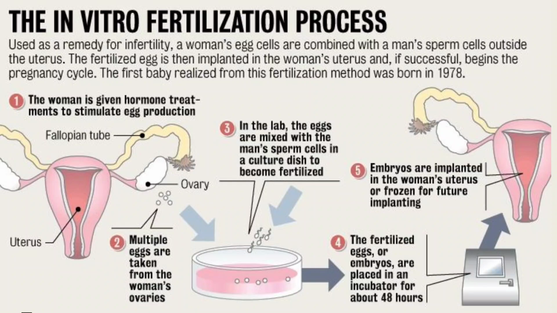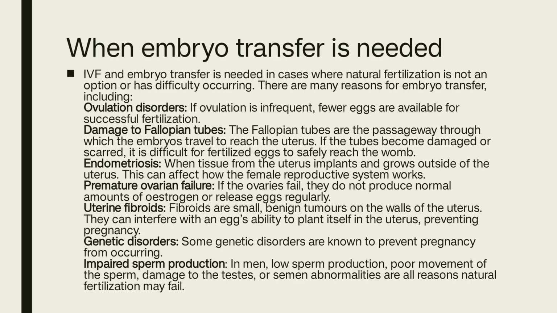And the last step is the embryo transfer. Once the embryos reach a certain stage, that is a 32 cell stage, one or more embryos are transferred into the woman's uterus using a thin catheter by ultrasound. Embryo transfer is needed in cases where natural fertilization is not an option or has difficulty occurring.